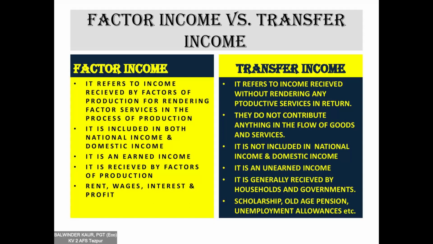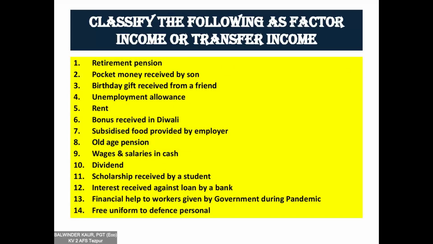The examples are given here as rent, wages, interest, and profit, whereas transfer income means old age pension, scholarships, unemployment allowance, etc. Let us now classify the following as factor income or transfer income. The first one is retirement pension. It is a factor income received by a person who has retired after performing his services. So it is purely a factor income.